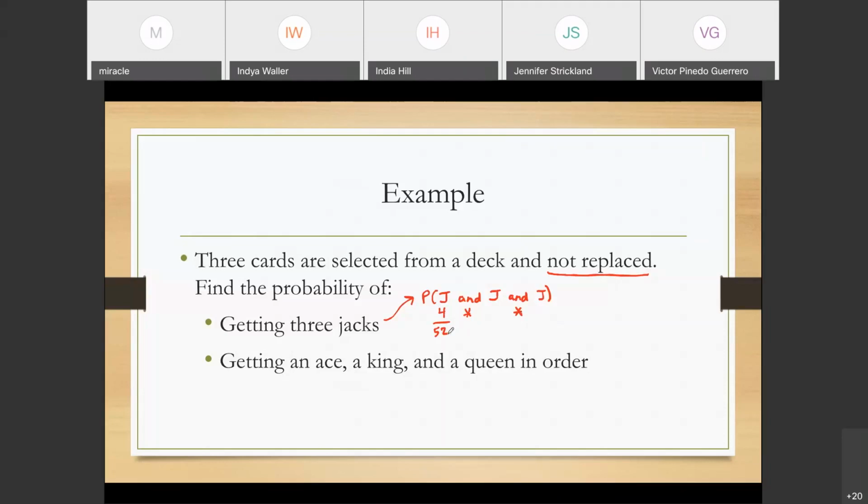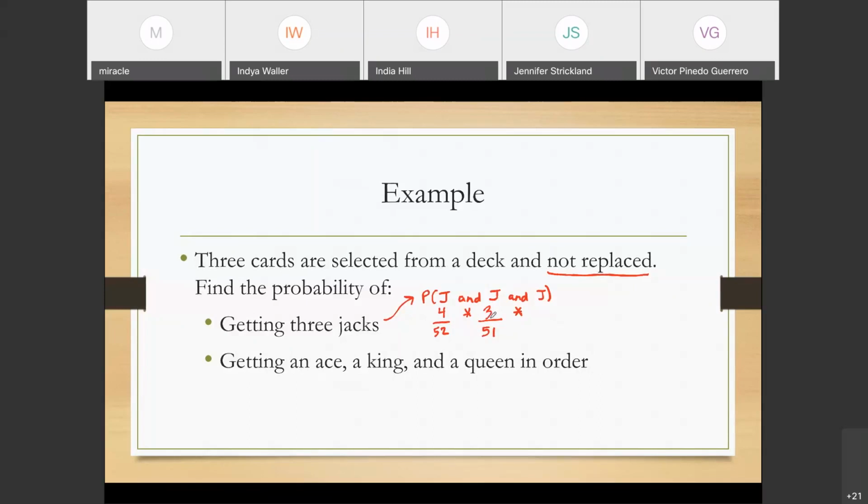So you are holding in your hand a jack. All right, you're not putting it back. You're holding it in your hand. You reach back into the deck. How many jacks are left in the card deck? 51. Okay, there's 51 cards altogether. Good, because you've got one in your hand. And how many jacks are left in the deck? 3. Good.